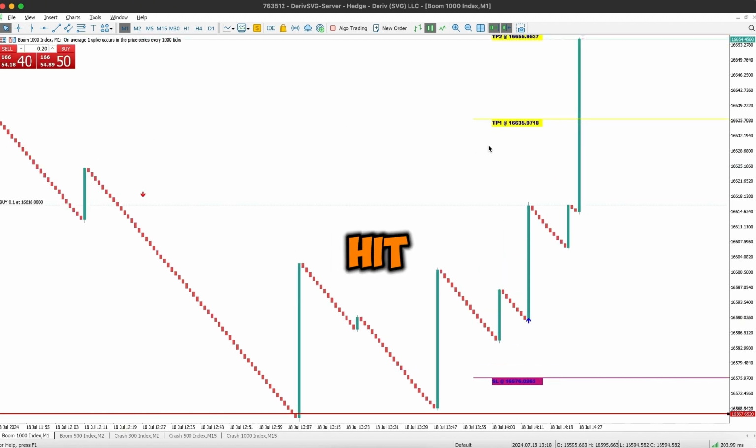TP1 has been hit. TP1 has been smashed, in fact. Look at that. Beautiful spike right there. TP1 smashed.